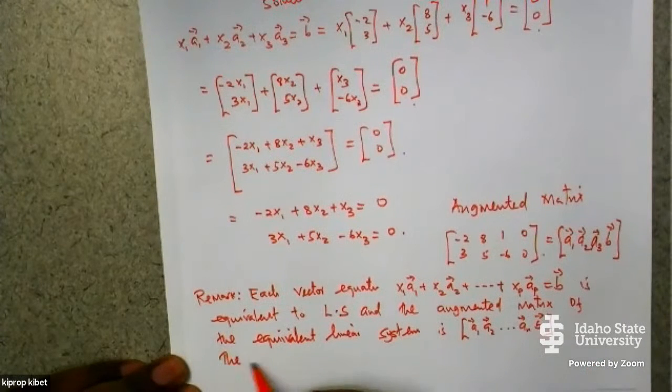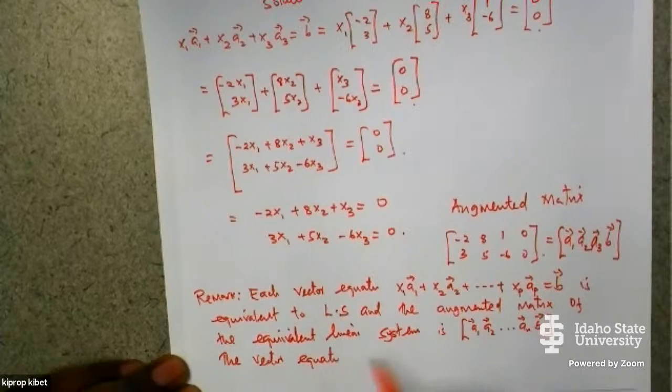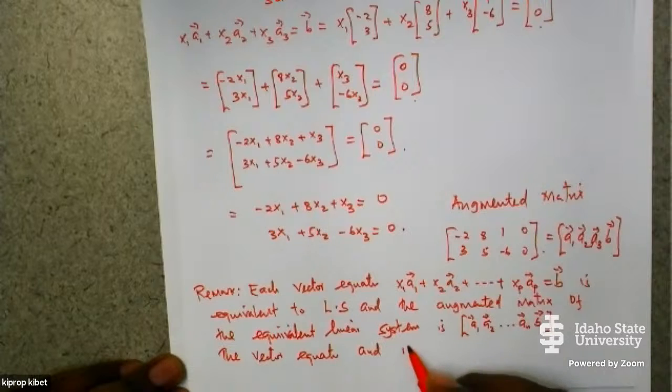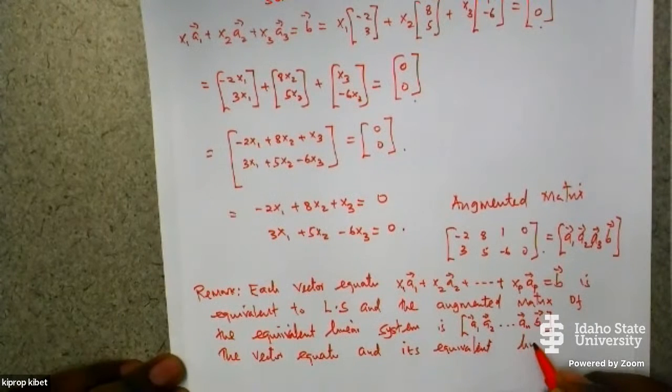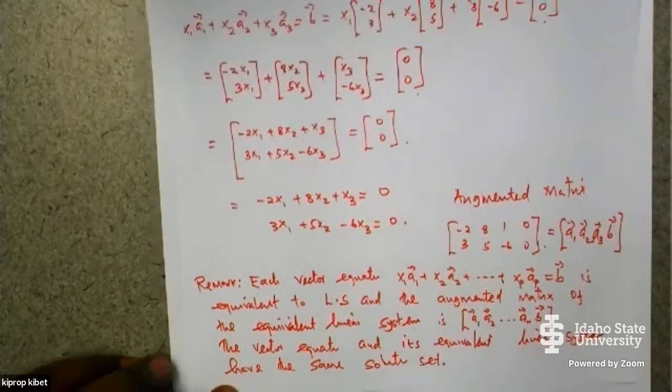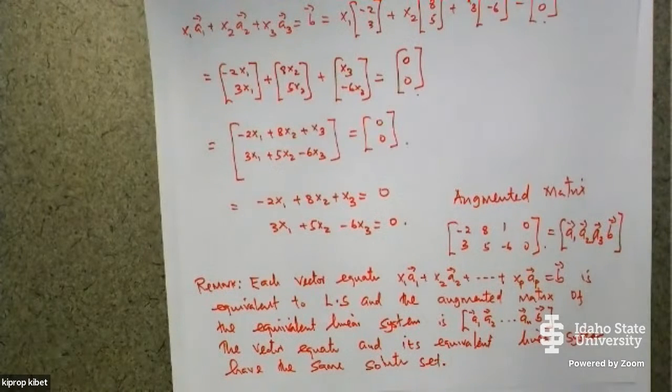So the vector equation and its equivalent linear system have the same solutions. They have the same solutions.